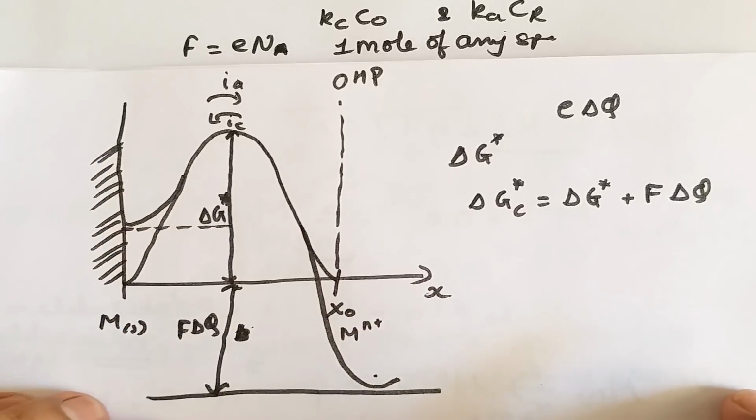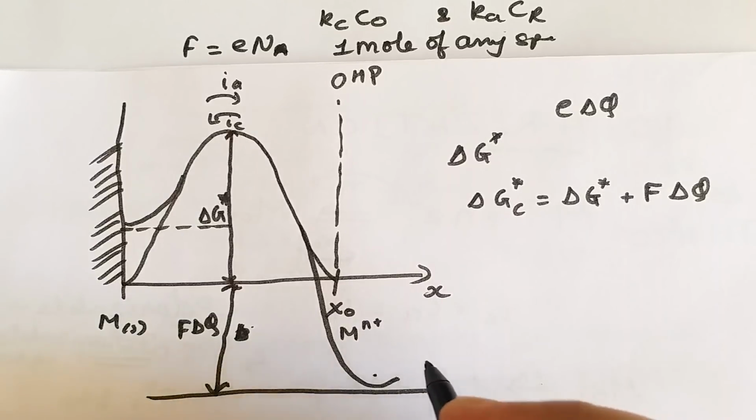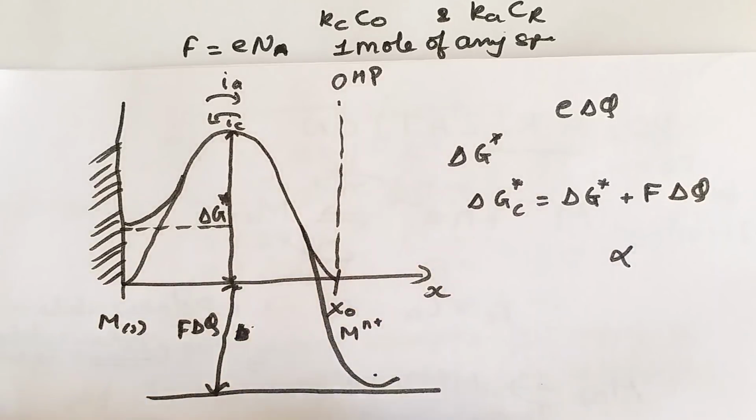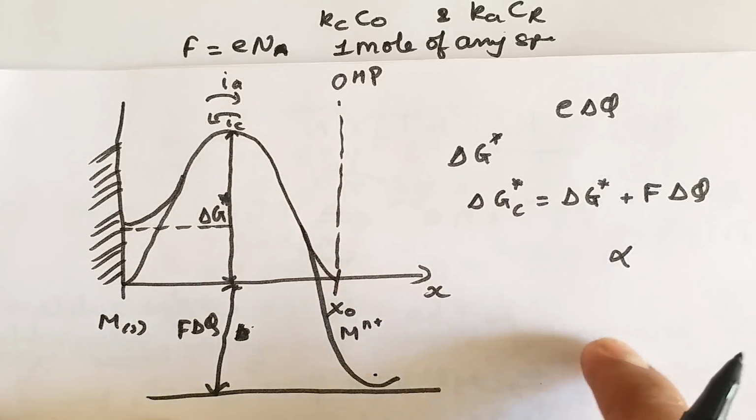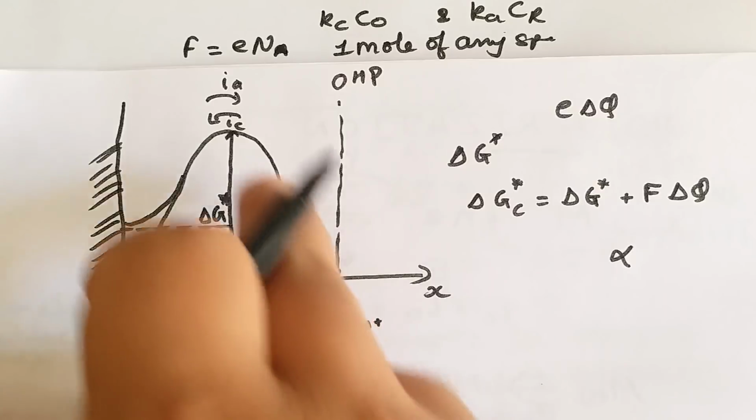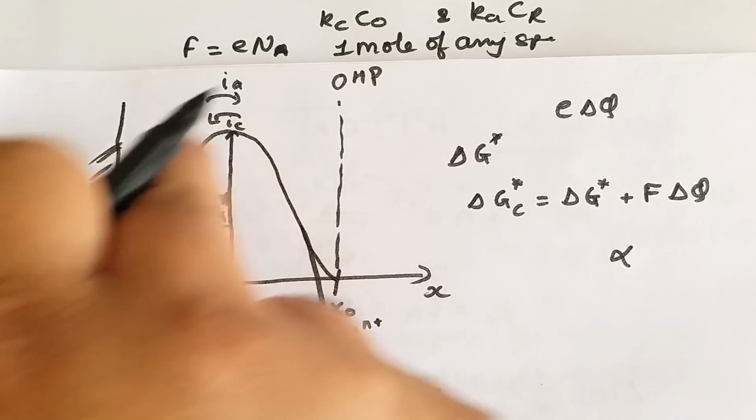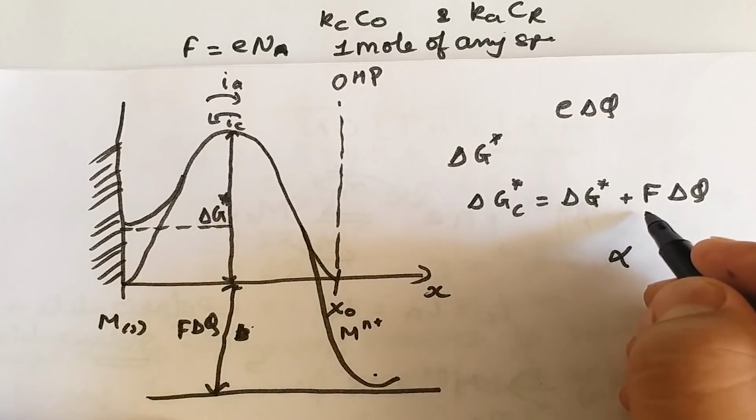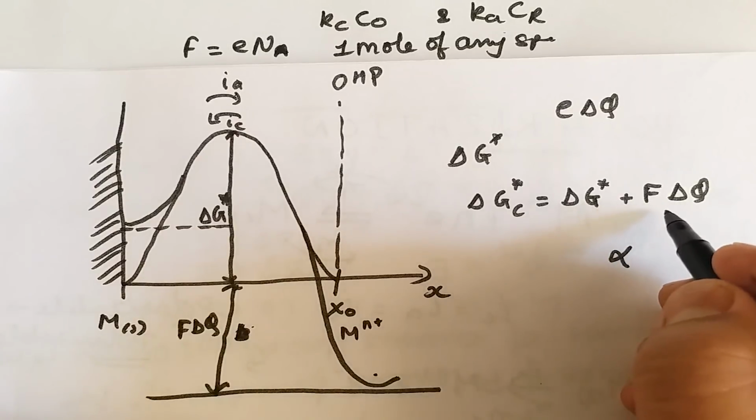So we need to introduce one more factor, that is the transfer coefficient or symmetry factor, which is represented by alpha, and this symmetry factor will tell us where we are in this path. Hence we need to introduce the symmetry factor in this representation.